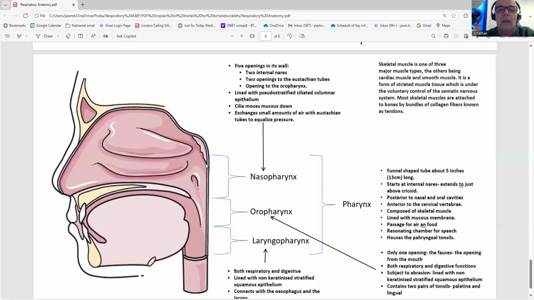So when we intubate a patient, we deny them a lot of these functions. There's no humidification, there's no warming going on. So we have to compensate for that for them.